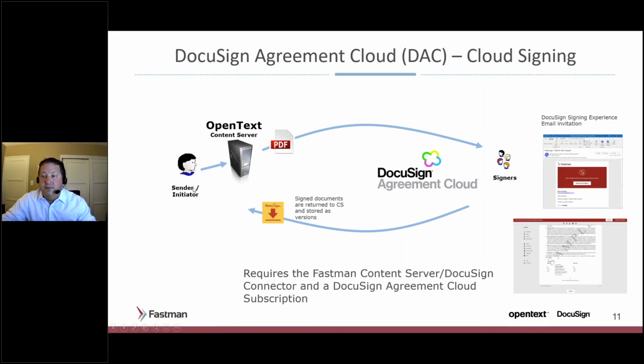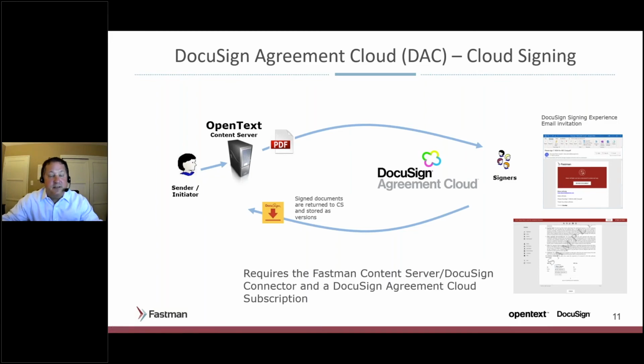Note how the initiation from a sender occurs with an OpenText Content Server, and the document is physically sent to the cloud. Signers will participate, and this is the point. Once that occurs, your signers will participate using the DocuSign workflow, which includes email notifications, as I've got some examples up here. And then when they're done with their job, or that transaction is complete, that signed document and the completed transactions are returned to Content Server and automatically saved as versions within Content Server.